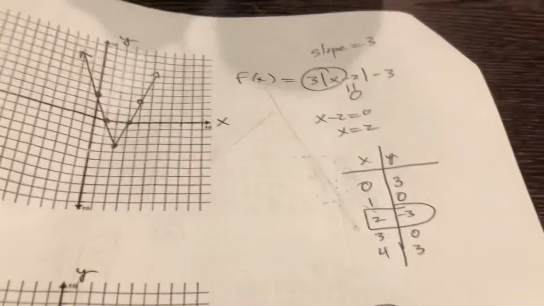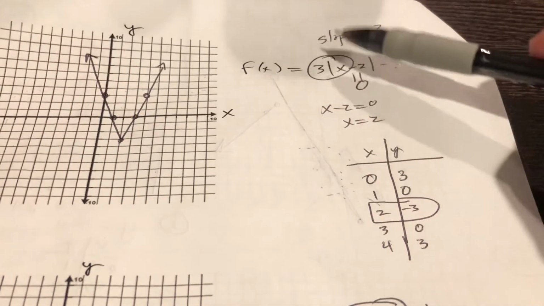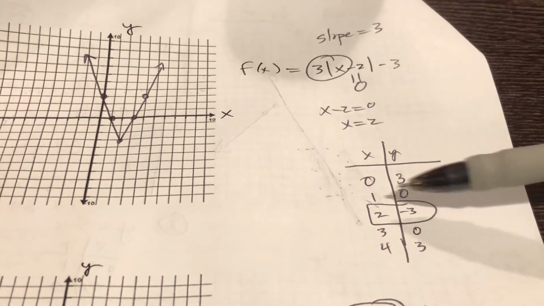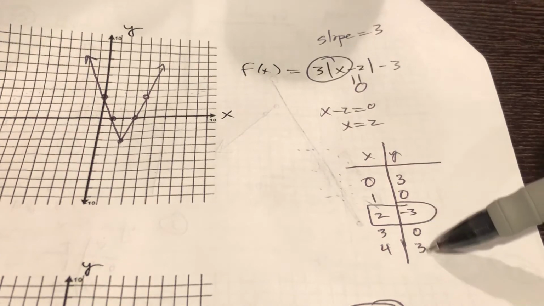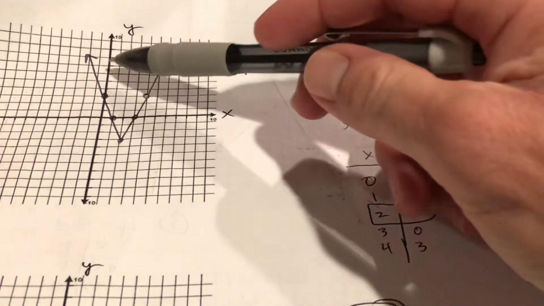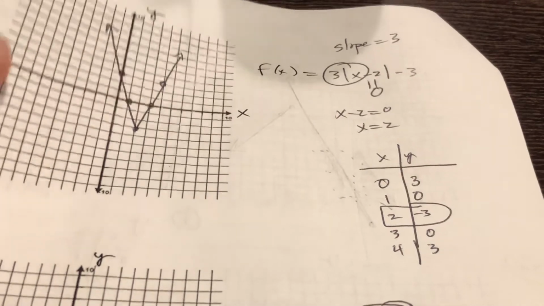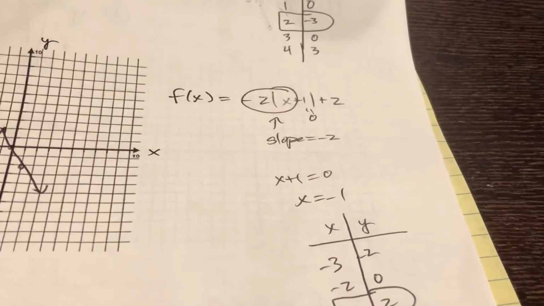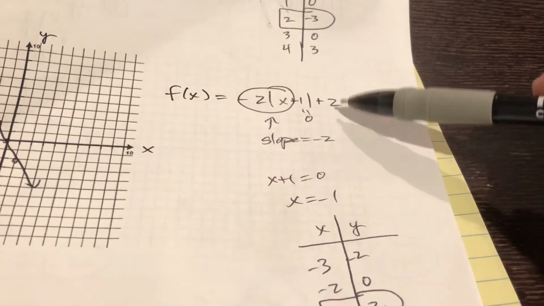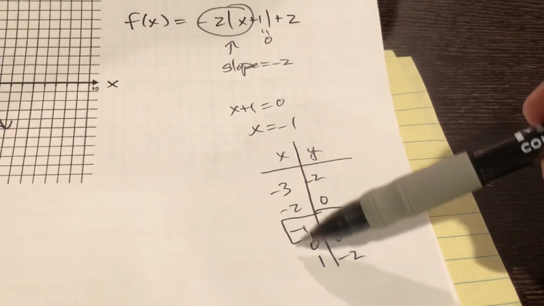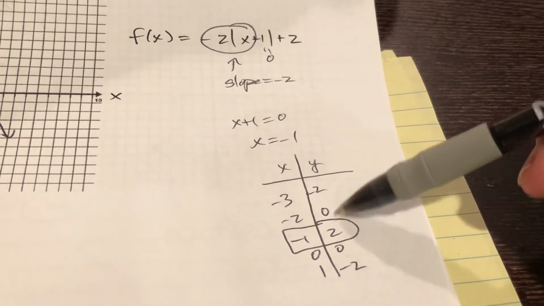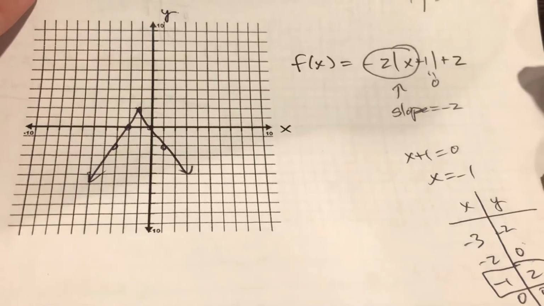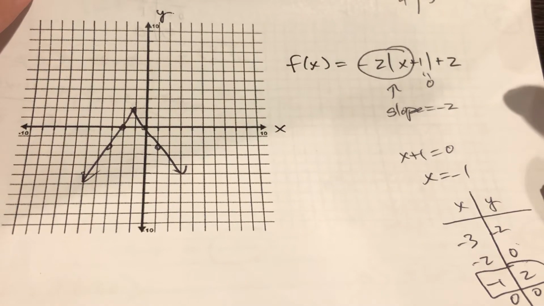All right, so 39, 40, almost done here. 39, your vertex is 2, negative 3, 1 to the left, 1 to the right, 2 to the left, 2 to the right. Your slope is 3. Add 3, add 3, add 3, add 3, and it makes the V. 40. Your vertex, set this equal to 0, negative 1, comma 2. 1 to the left, 1 to the right, 2 to the left, 2 to the right, and your slope's negative 2. Subtract 2, subtract 2, subtract 2, subtract 2. And it makes the upside down V.